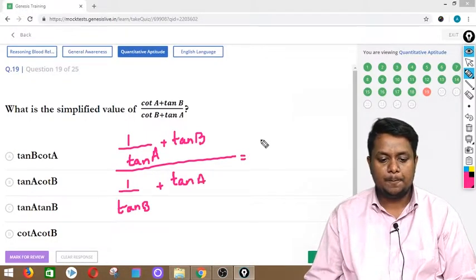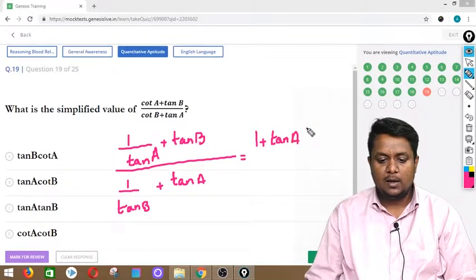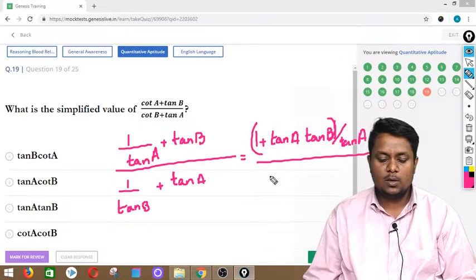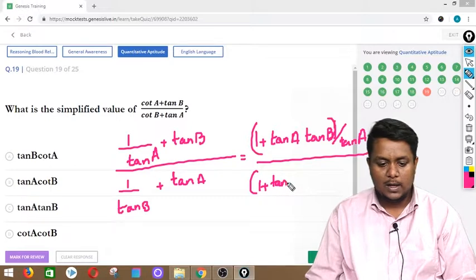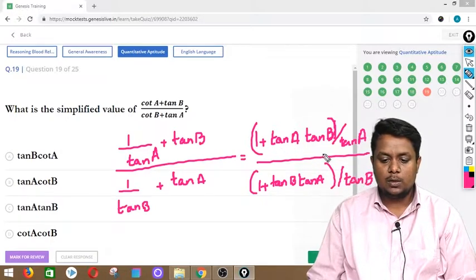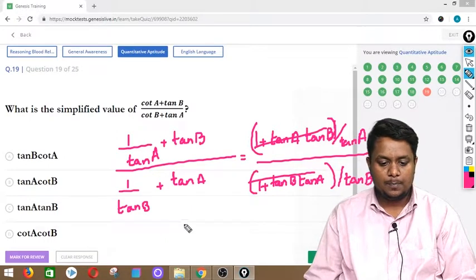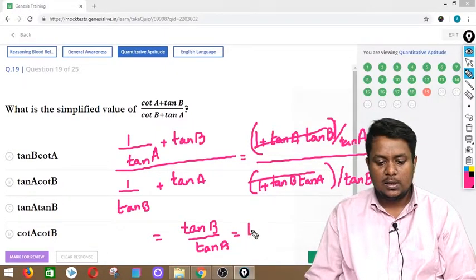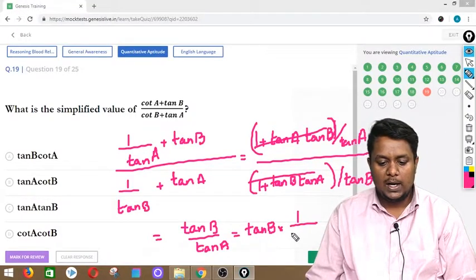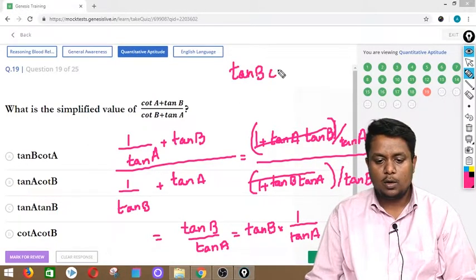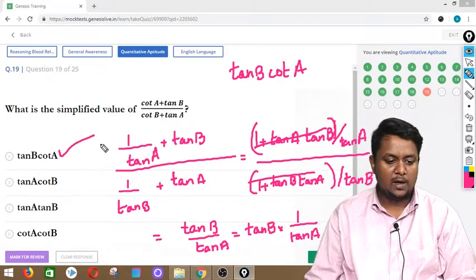So when we simplify this, we get (1 plus tan A tan B) whole divided by tan A, divided by (1 plus tan B tan A) whole divided by tan B. So these two parts get cancelled, which is equal to tan B divided by tan A, which is tan B into 1 by tan A, which can be written as tan B cot A. So we have to mark option A for this particular question.